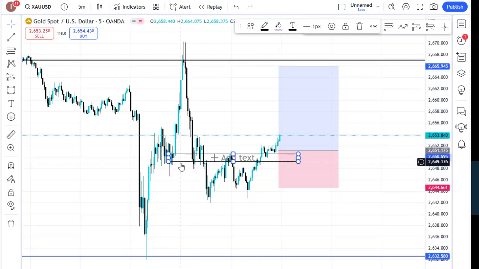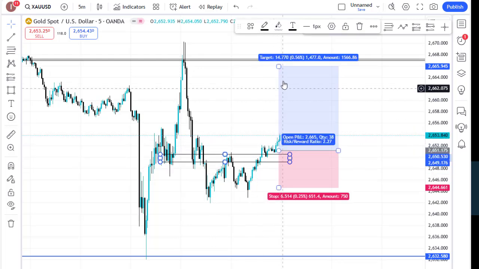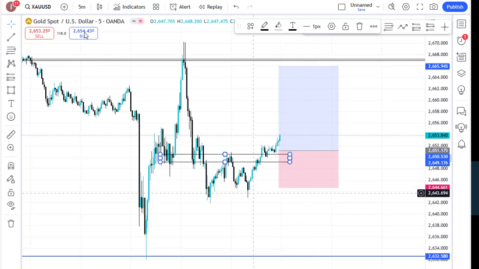Now what happened is it violated this other block, cleared liquidity below here and closed above. It could possibly move up to get rejected again before coming down to this zone here, and we could possibly be catching more setups.